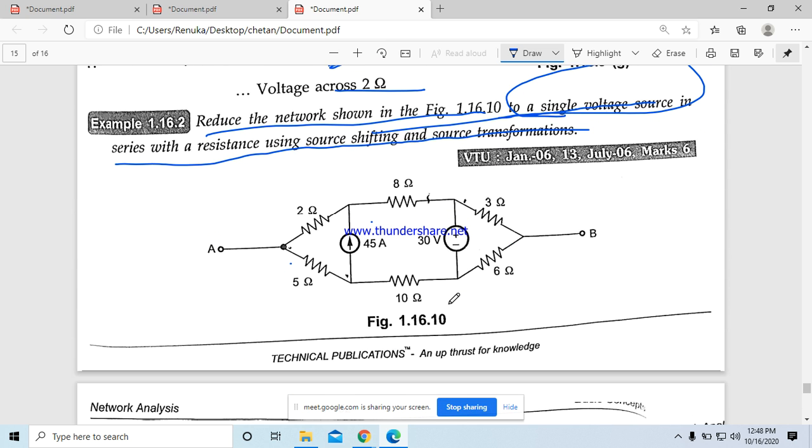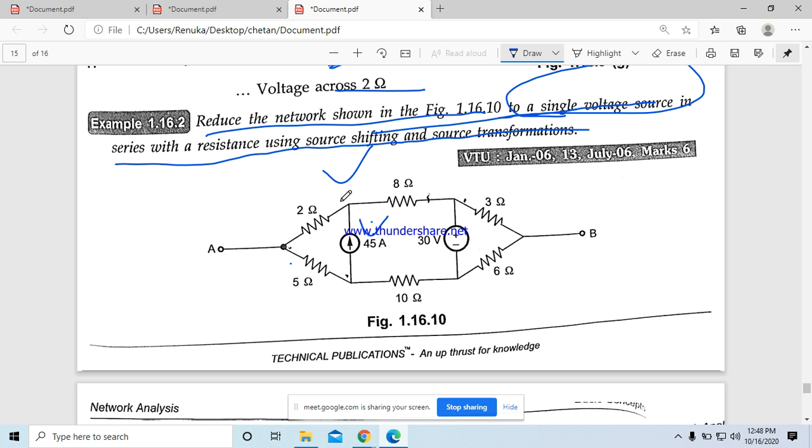Okay, tell me what procedure I can follow next for this setup. What should I do now? Anyone of you tell me, what is the next procedure? Now that I have explained the problem, what is the next procedure? Whether I need to make source shifting or source transformation now?